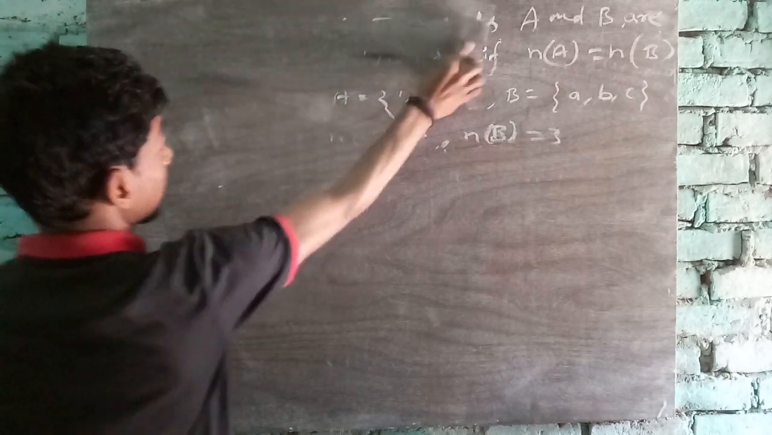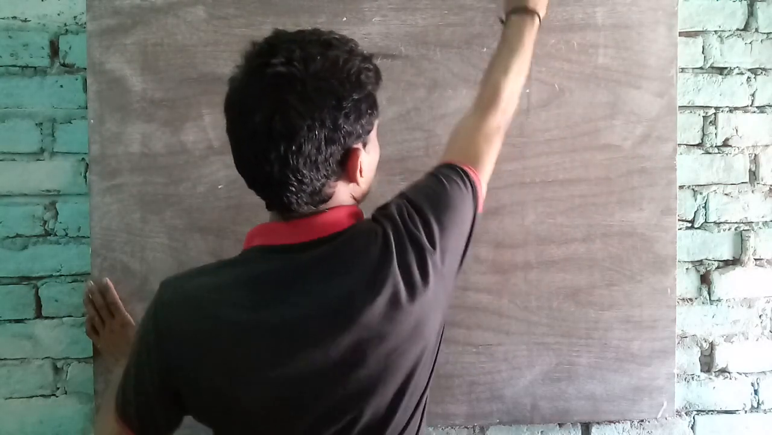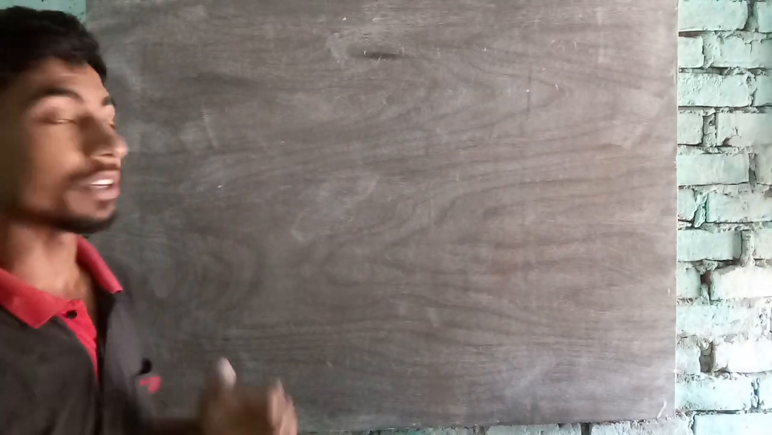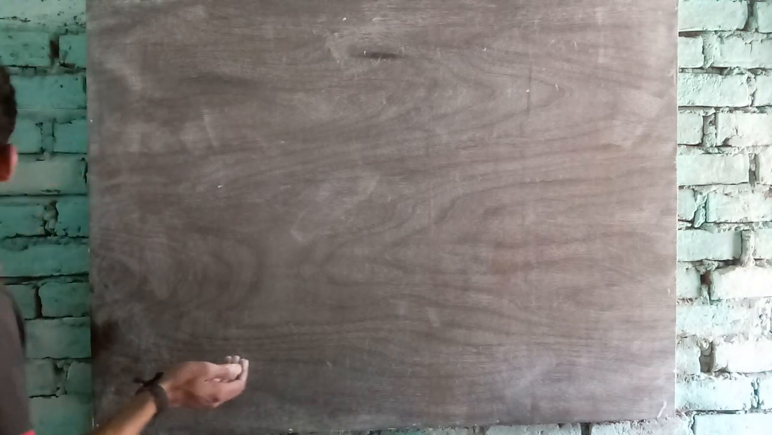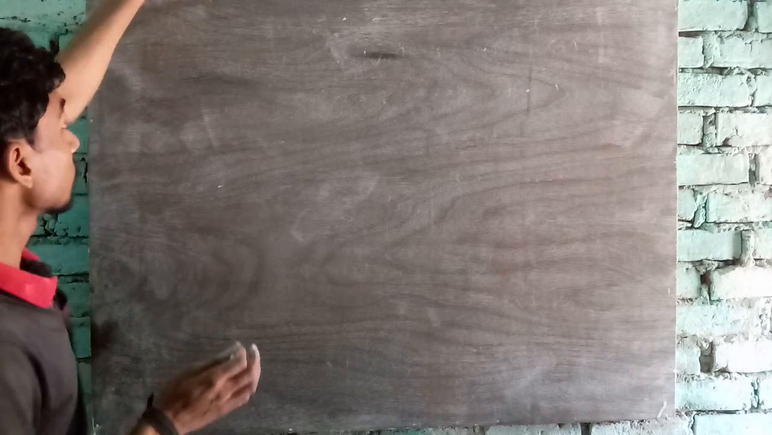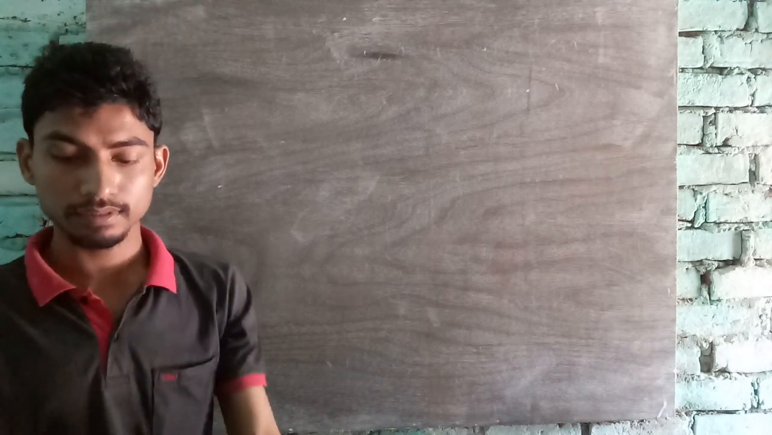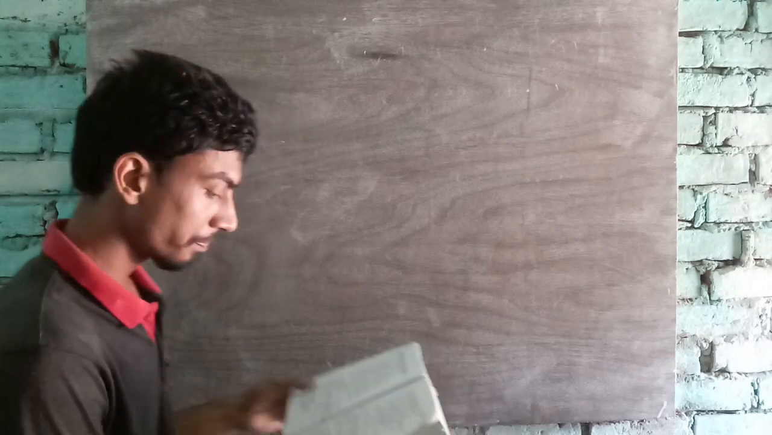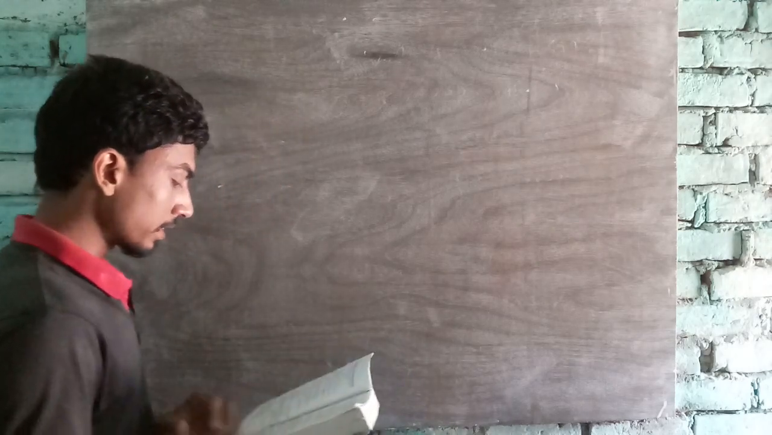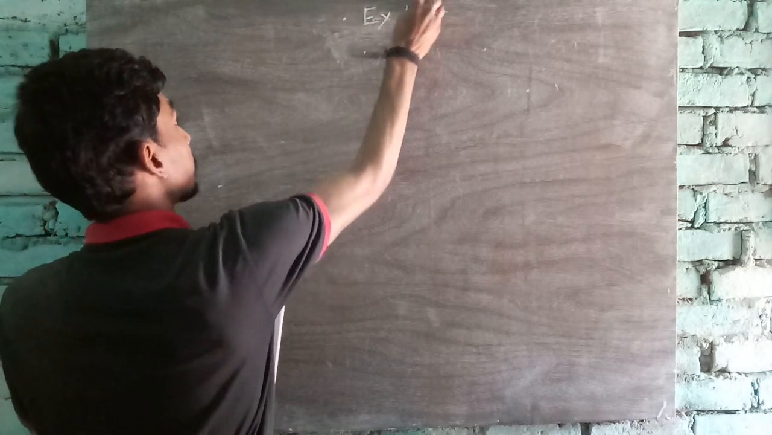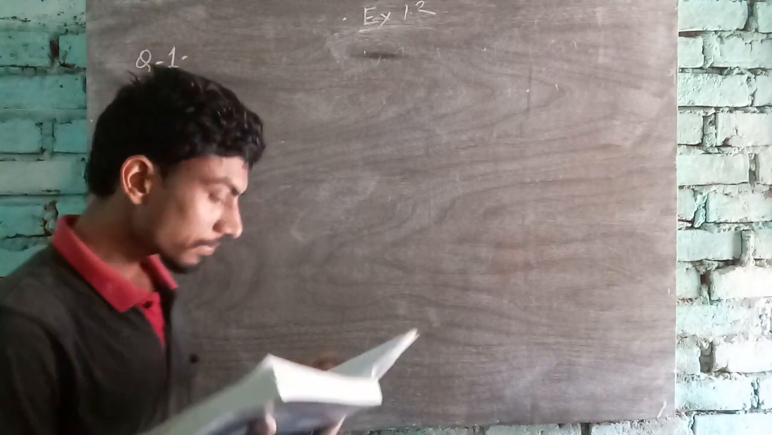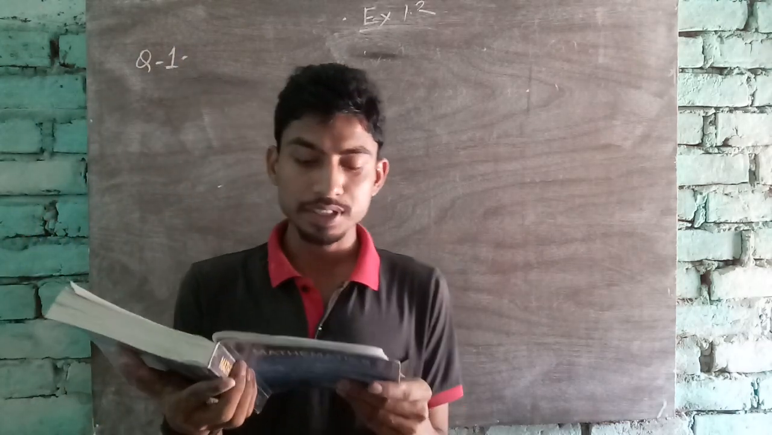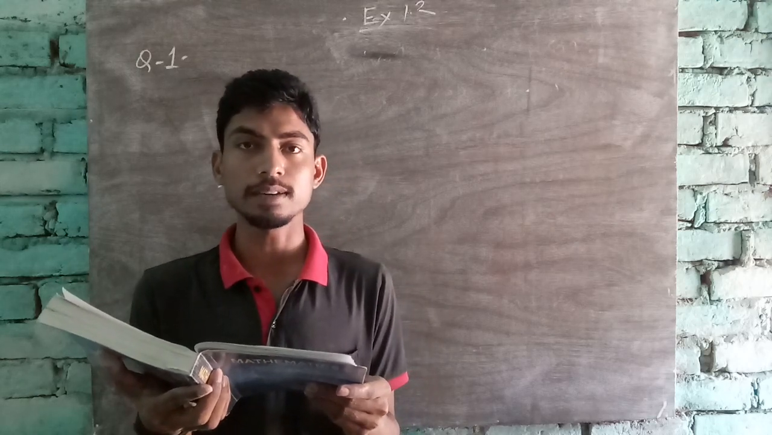Now let's proceed to exercise 1.2. Question number first. Which of the following sets are examples of null set? Null means empty set.